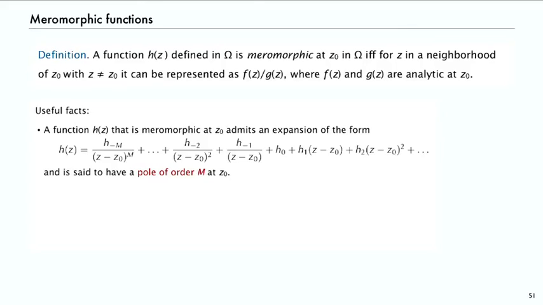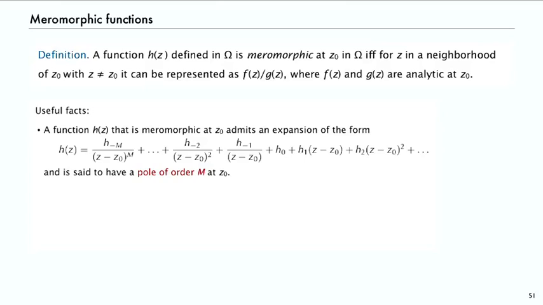If you have a function that's meromorphic, then you can expand it, just like the analytic expansion, except we can expand it in the negative direction in terms of negative powers of z minus z0, all the way out to some finite level. And then the smallest term used in the expansion, or the biggest exponent of 1 over z minus z0, that's said to be the order of the pole.